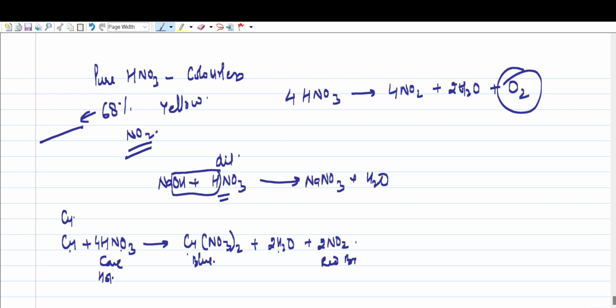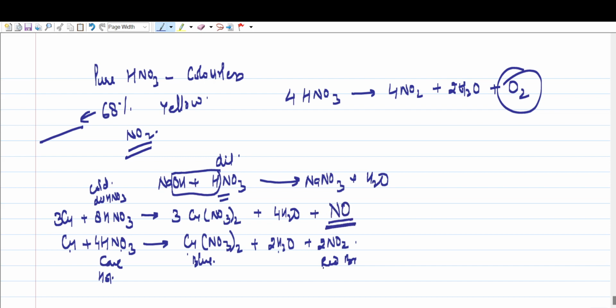If we take copper and we treat this with dilute HNO3 and the nitric acid is cold, then in that case 3 copper combines with 8 HNO3 nitric acid, forms 3 molecules of copper nitrate, right? 4 molecules of water, and very interesting, children, here it forms nitric oxide.